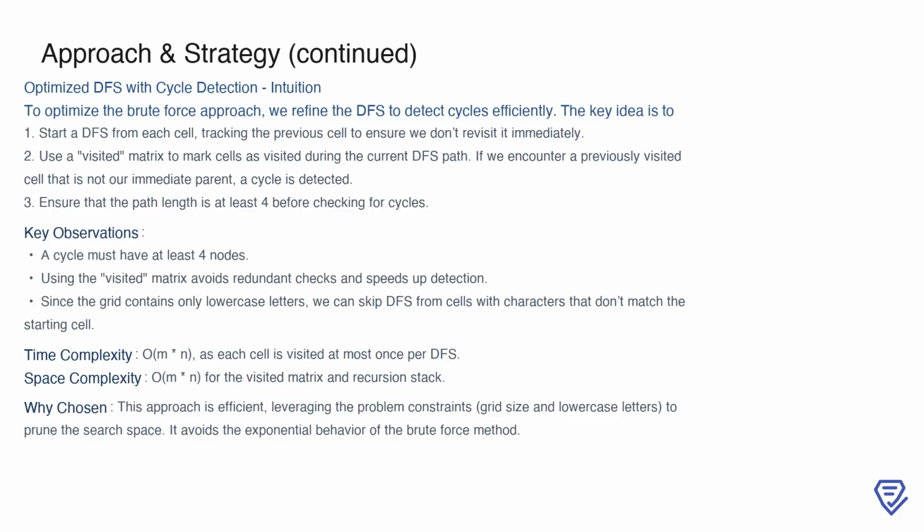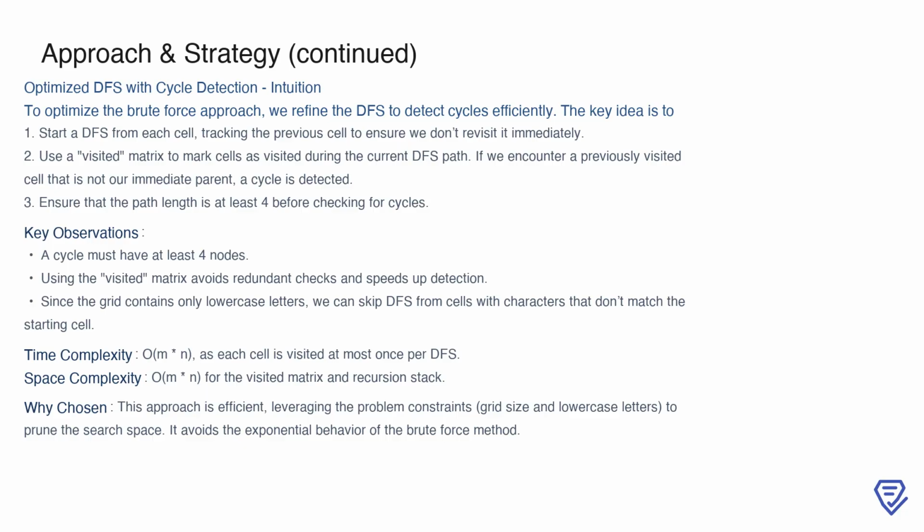If we encounter a cell that has already been visited and it is not the immediate parent, we can conclude that a cycle exists. Another important condition is that the path must have a length of at least 4 before we check for cycles. This approach also leverages the fact that the grid contains only lowercase letters. We can skip DFS from cells with characters that don't match the starting cell, further pruning unnecessary paths.